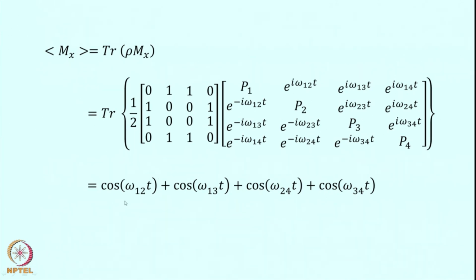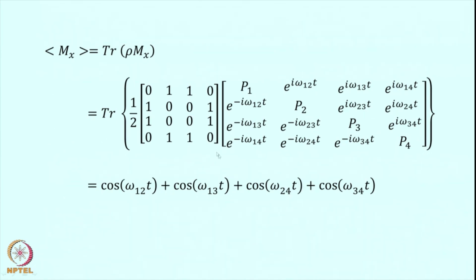Just as earlier you got only cosine omega 1 2 t, here now you will get cosine omega 1 2 t plus cosine omega 1 3 t, cosine omega 2 4 t, cosine omega 3 4 t. Notice none of the populations appear here. In the trace the populations are not appearing, nor are the double quantum and the zero quantum coherences appearing here.